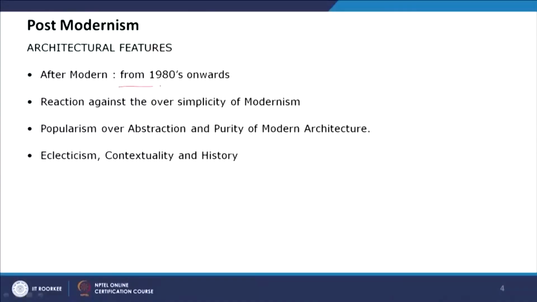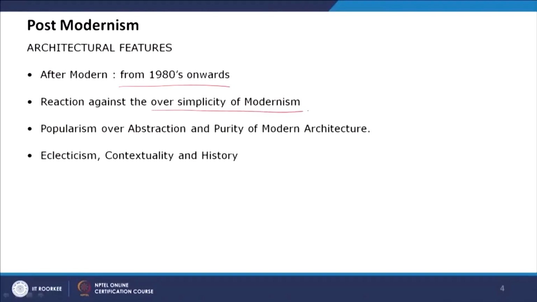So architectural features in postmodern, in a very broad way, it is after modern, so it's 1980s onwards, and I already told you about the variation of the socio-cultural context between modernism and postmodernism. Their socio-cultural context was very different from the modernist movement and postmodern.